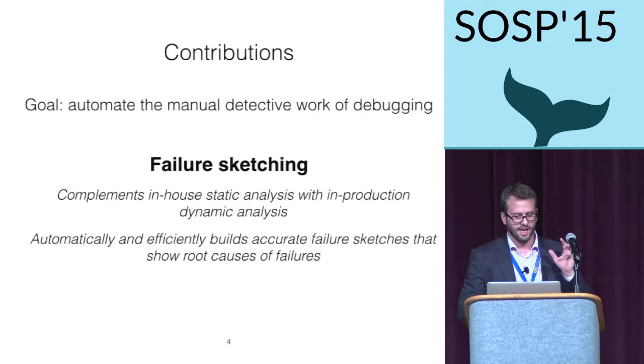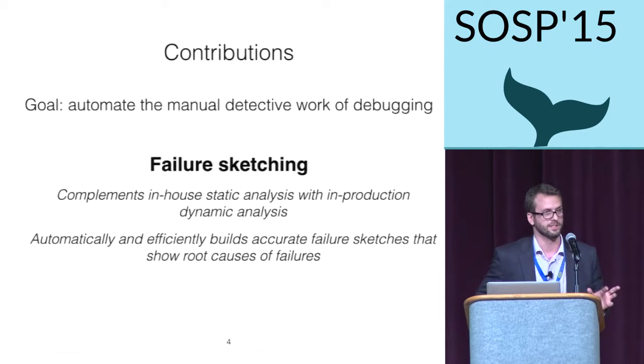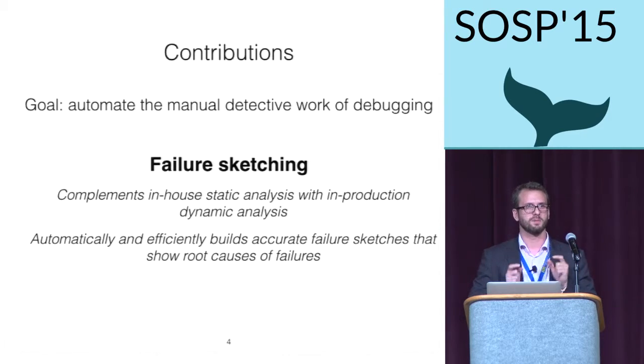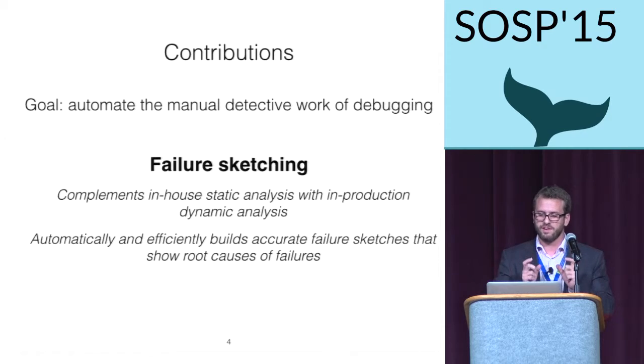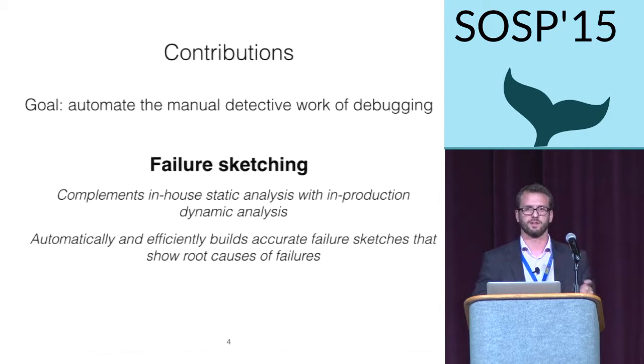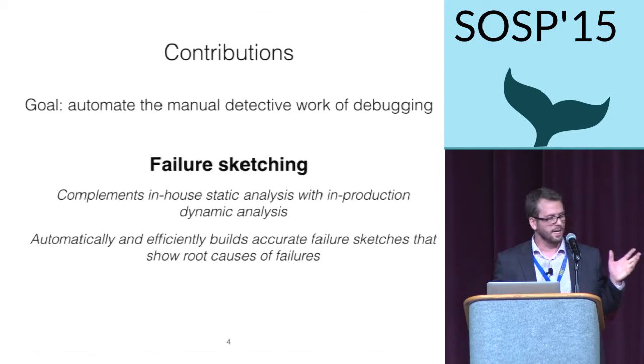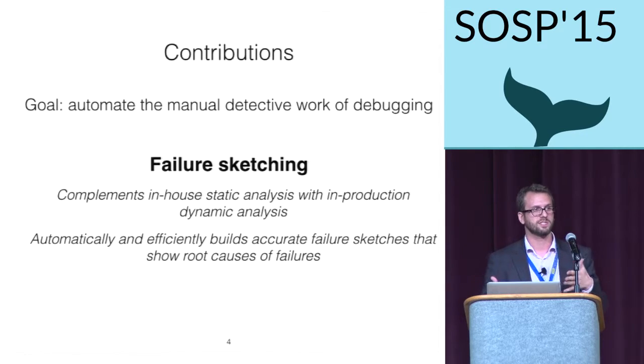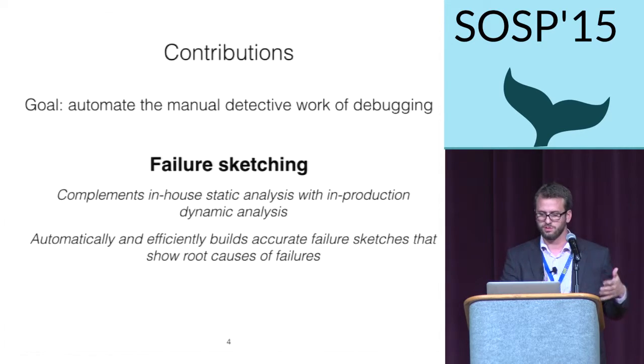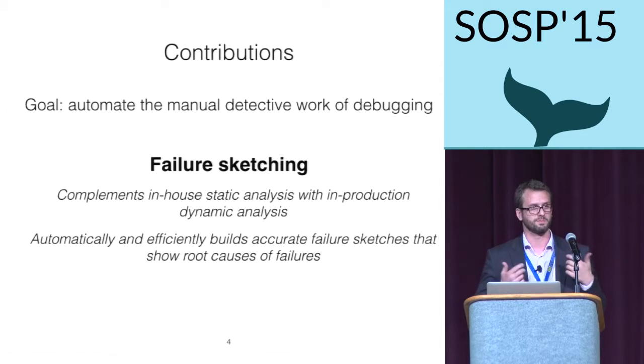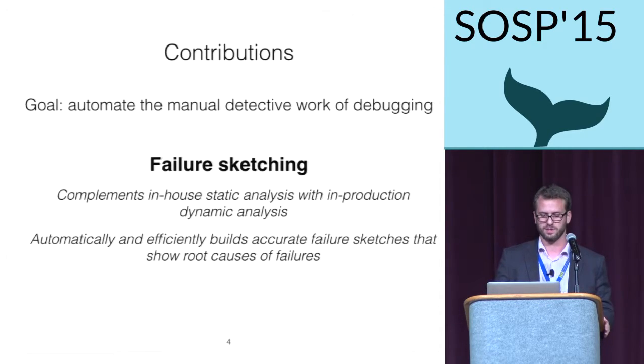Failure sketches accurately display the root causes of failures. And in the context of our work, we're talking about a statistical definition of a root cause. In particular, root causes are events that are primarily correlated with the failure. A key idea here is to do the time-consuming static analysis in-house and only do lightweight and efficient dynamic analysis in production to improve user experience while building failure sketches.